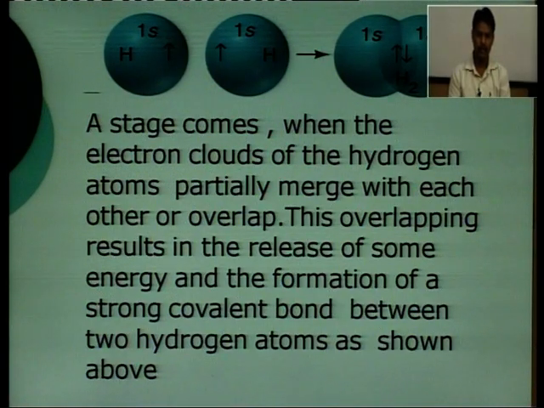as shown above. So, when the electron clouds of the hydrogen atoms partially merge or overlap, this overlapping results in the release of some energy and the formation of a strong covalent bond between two hydrogen atoms.